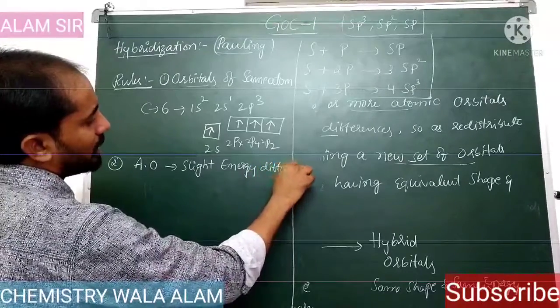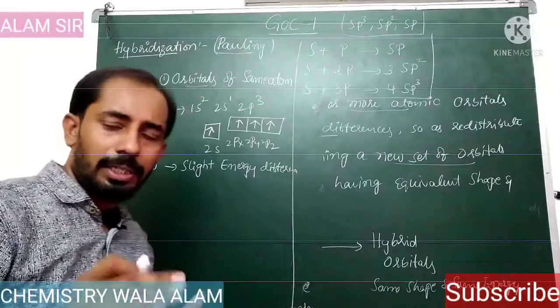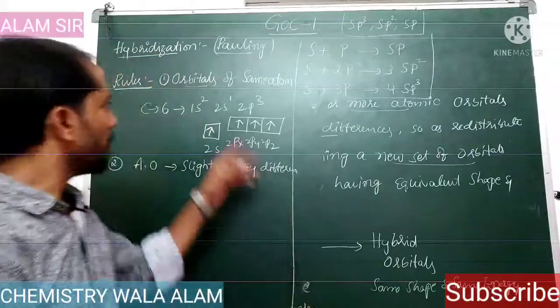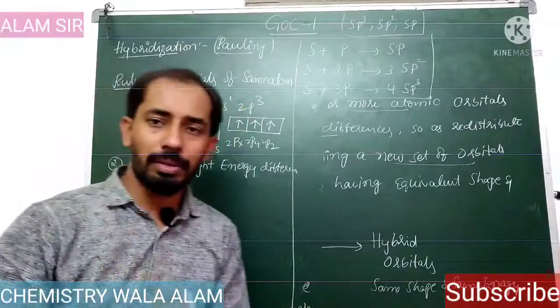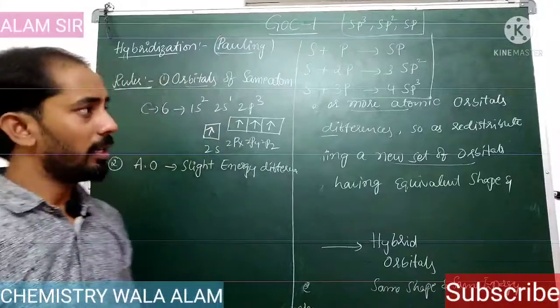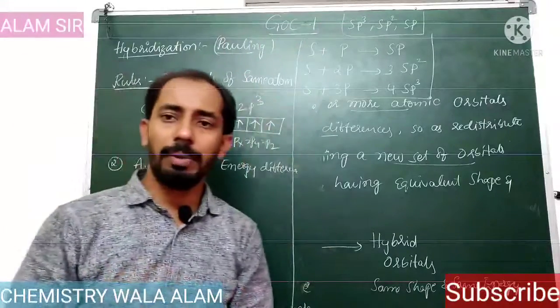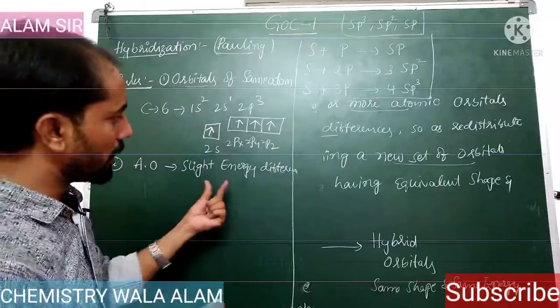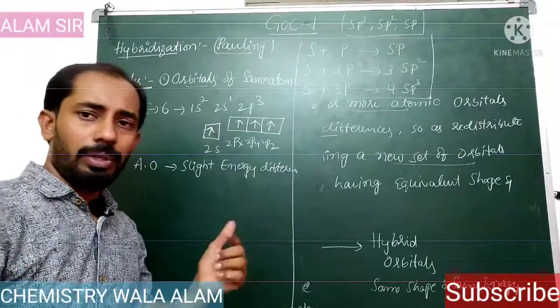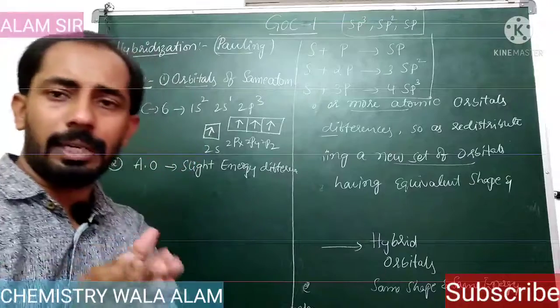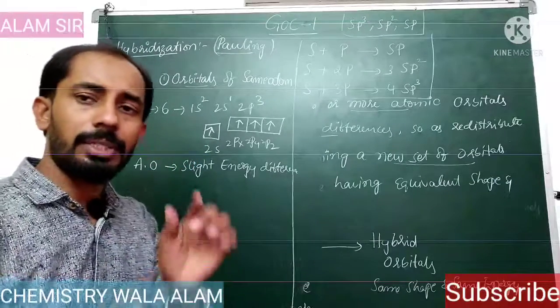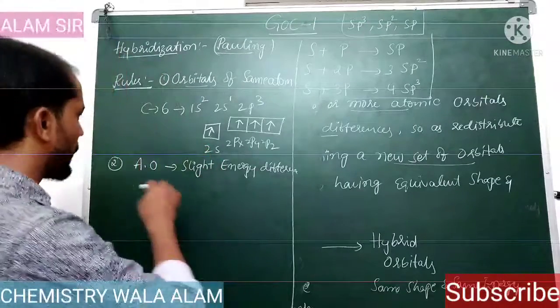So if the energy difference is more, then the orbitals cannot undergo hybridization. Suppose 1s and 2p will not undergo hybridization, or 2s and 3s, or 2s and 3d. So the second condition is that the atomic orbitals undergoing hybridization should have only slight energy differences.